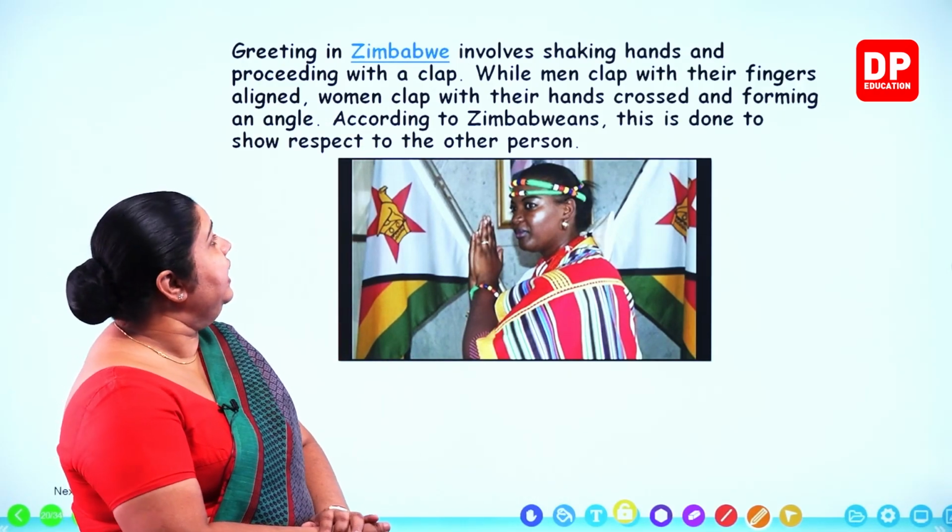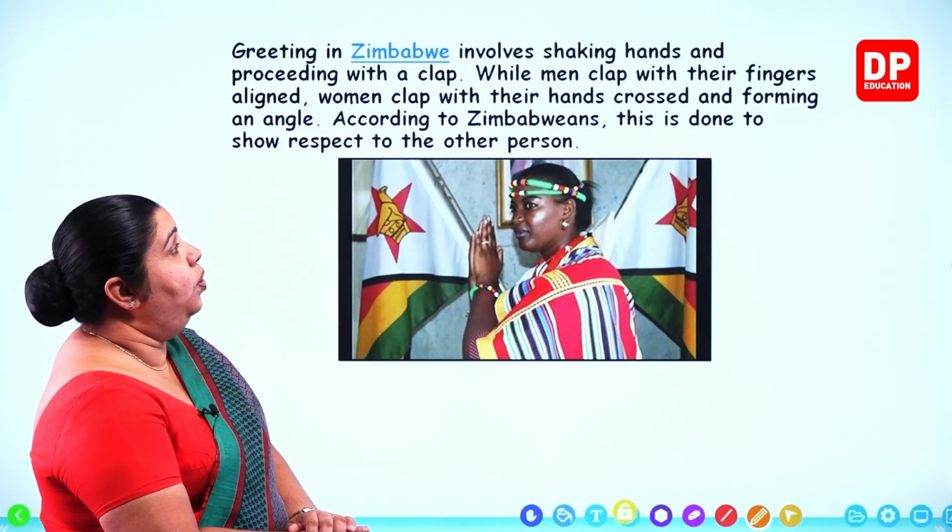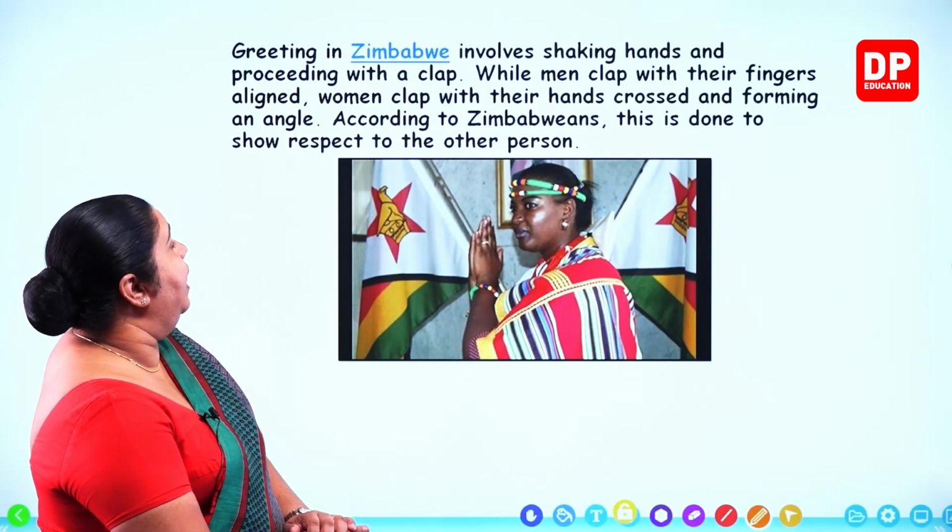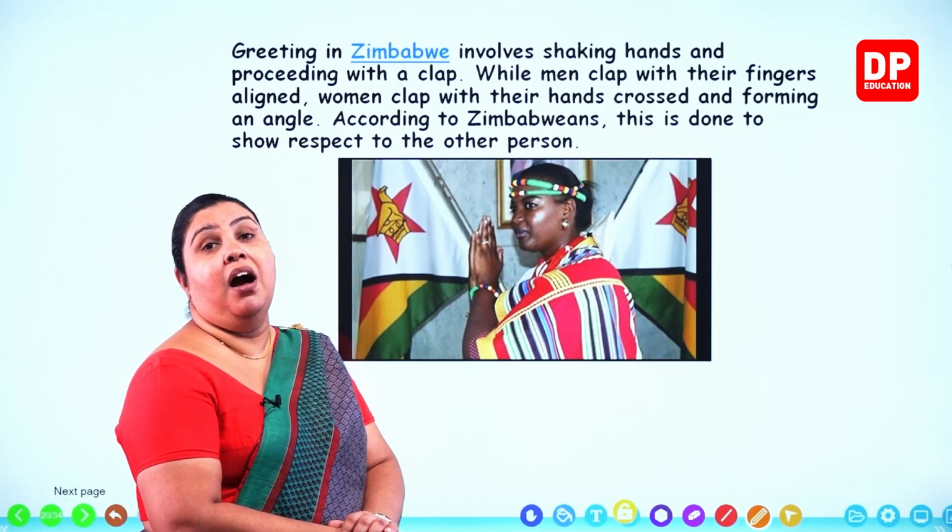Greeting in Zimbabwe involves shaking hands and proceeding with a clap.